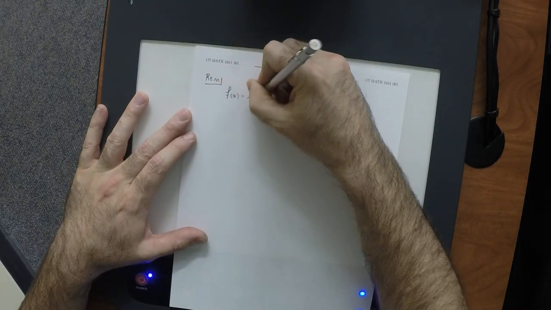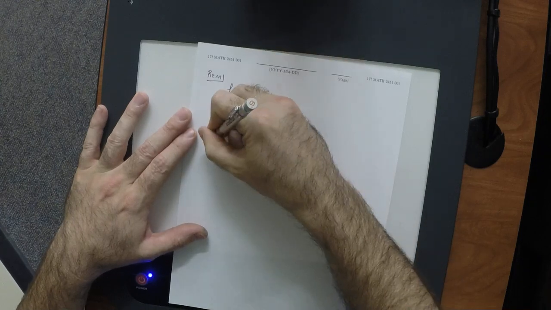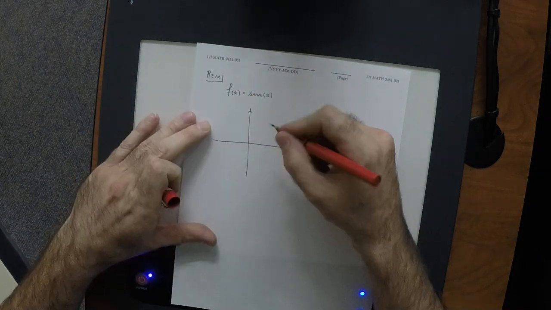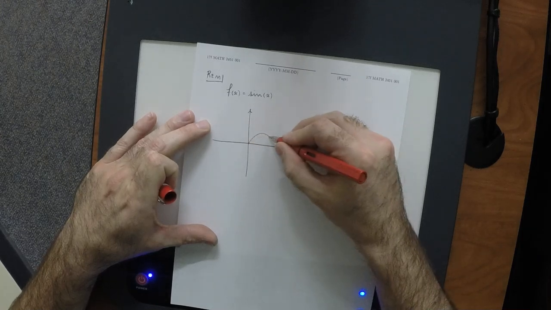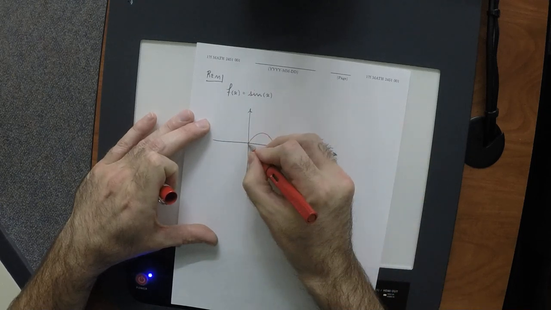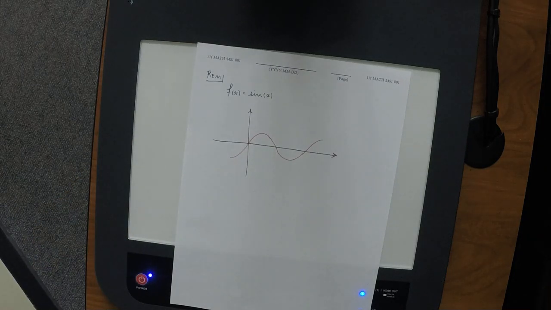f of x is sine of x, just regular old sine of x. So of course sine of x looks like this, etc. So, is this function injective? It's not injective, because it doesn't pass the horizontal line test, which is to say, for example, there's lots of places where sine of x is 0. Infinitely many of them.